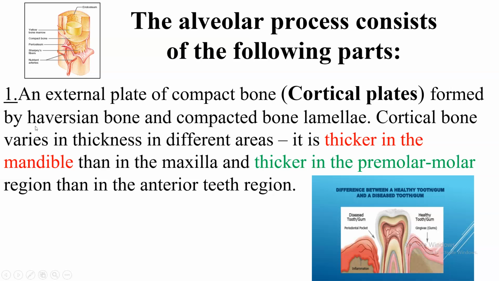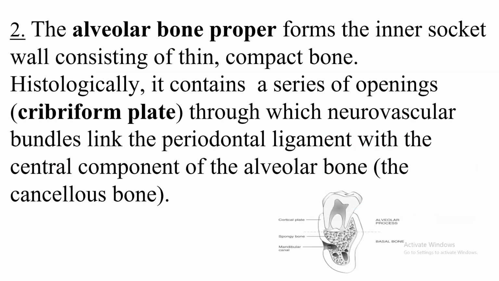The first one is the external plate of compact bone, which we call the cortical plate, formed by Haversian bone and compact bone lamellae. Cortical bone varies in thickness in different areas. It is thicker in the mandible than in the maxilla, and thicker in the premolar and molar region than in the anterior teeth region. The second part, the alveolar bone proper, forms the inner socket wall, consisting of a thin compact bone.